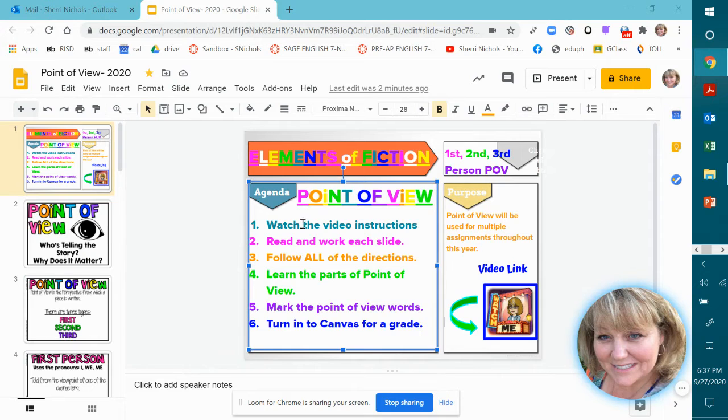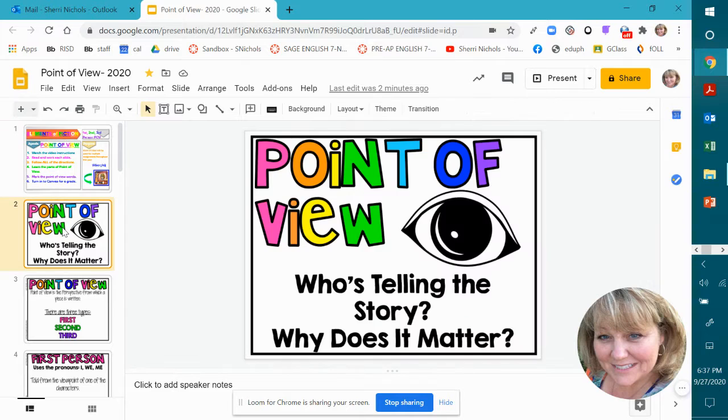So your instructions for this are to watch the video, read and work each slide, follow all of the directions, learn the parts of point of view, mark the point of view words, and then turn it in to Canvas for a grade.